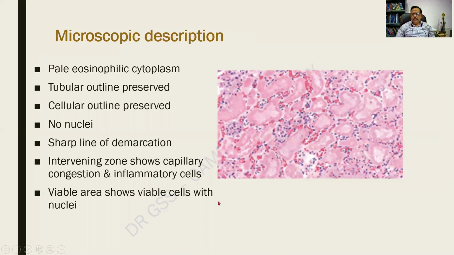And the description will be as follows. The cells have got a pale eosinophilic cytoplasm, tubular outline is preserved, cellular outline is preserved, no nuclei. There is a sharp line of demarcation between the dead and the viable area. The intervening zone will show capillaries and inflammatory cells. The viable area may show inflammatory cells as well as the viable cells with nuclei. So I hope you people will be able to write this description if you get a slide of coagulative necrosis and you can draw this picture.